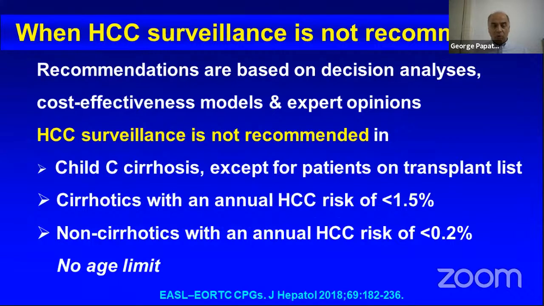One of the hot questions is when ACC surveillance is not recommended, and I'm not sure we have very strong, clear data. The recommendations are based on decision analysis, cost-effectiveness models, and very often on expert opinions. In Europe, at least, ACC surveillance is not recommended in Child C cirrhosis, except for patients on the transplant list, in cirrhotics with an annual ACC risk below 1.5%, and non-cirrhotics with an annual ACC risk below 0.2%, and there is no age limit.